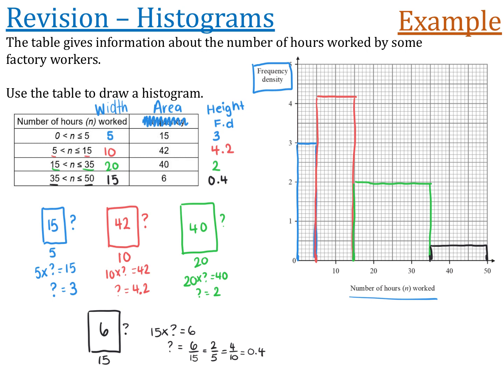Now, the thing with histograms is that the area tells us about the frequency. So whichever shape has the biggest area actually has the highest frequency. That's really important in looking at this because, for instance, this blue bar right here looks really tall, but the blue bar only represents 15 people. The reason it only represents 15 people is because it has an area of 15. But the green rectangle has an area of 40, even though it's a lot lower, right? It only goes as high as 2, but it's a much bigger area. So the green one represents a much bigger amount of people overall.